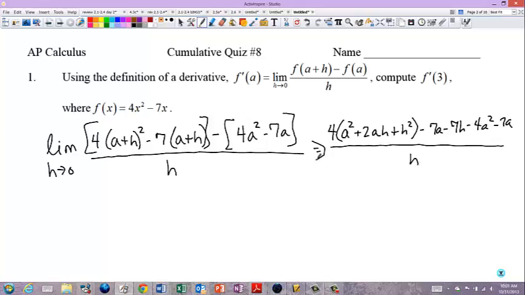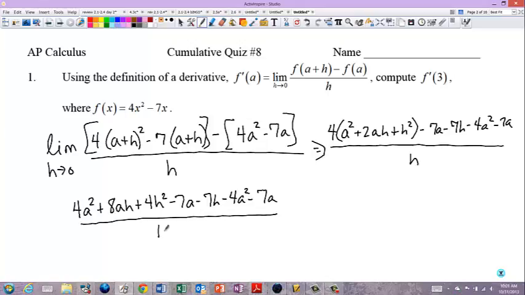The limit is just going to carry. So that's 4a squared plus 8ah plus 4h squared minus 7a minus 7h minus 4a squared minus 7a over h. Cancel, cancel. I made a mistake right there. This is plus. Cancel, cancel. So that's plus. And then I can factor an h out of what's left here, here, and here. I'm going to bring my limit back.